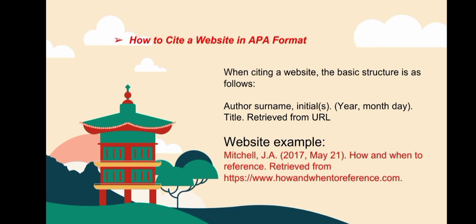Okay, we finally have how to cite a website in APA format. When citing a website, the basic structure is very simple. We have the author's name, the initial, the year, the month, and the day, that'll be the complete date, the title, and simply, retrieved from. We only add from where we retrieved it. So the example will be Mitchell, J.A., 2017, May the 21st. We have how and when to reference, retrieved from. Okay, and that'll be it.